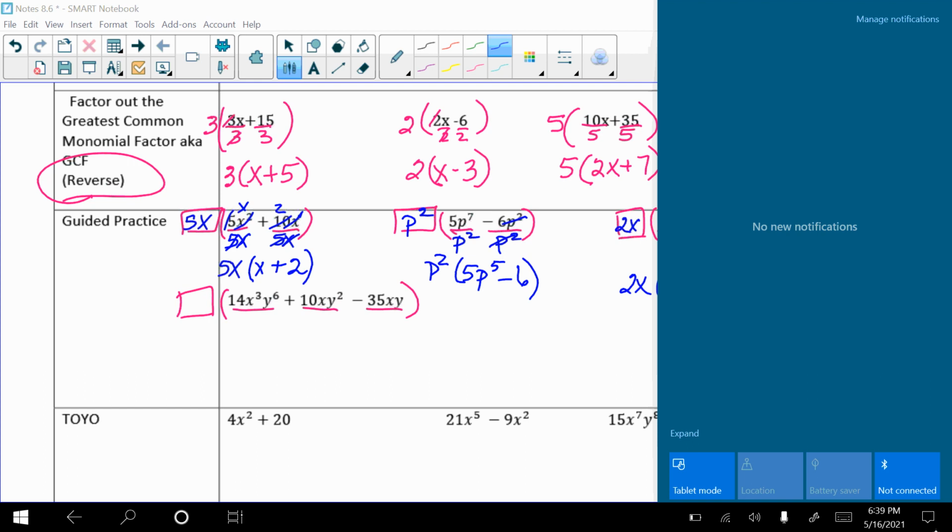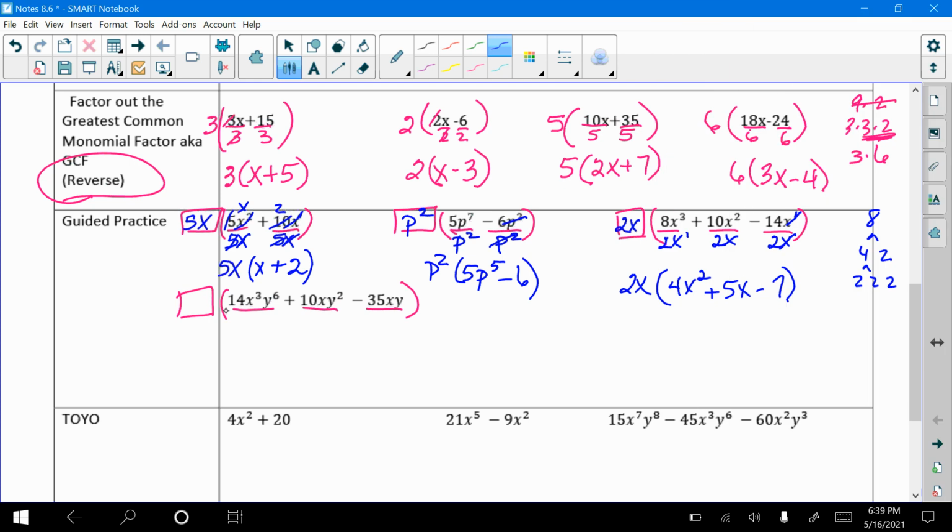And the last one of this kind, I've got 14, a 10, and a 35. Well, 14, 10 is my lowest number, so 5 and 2. 35 can go by 5, but not 2. 14 can go by 2, but not 5. So I can't take any numbers out. But I can take out variables. I've got x to the 3rd, x, and x. So I could take out an x. I've got y to the 6th, y to the 2nd, and just a y. So if I take out the lowest value of each, it's just an x, y.